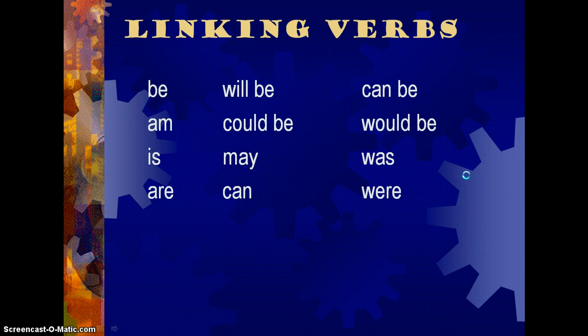Here are some examples of linking verbs. Be, am, is, are. You could say will be for the future, could be, may, can, were, was, would be, can be. There are some others, and we'll talk about those more later in class.